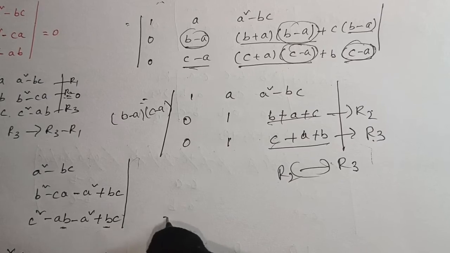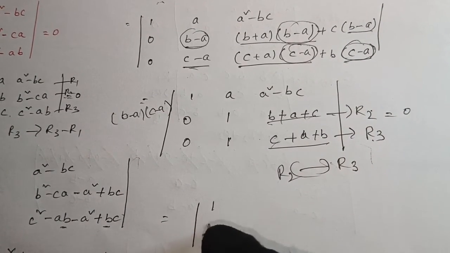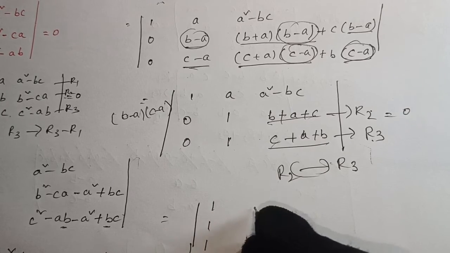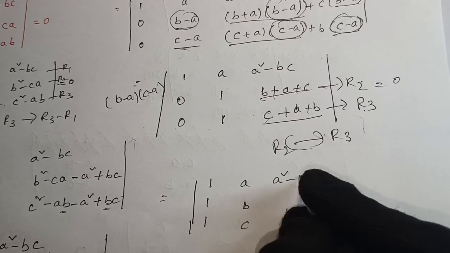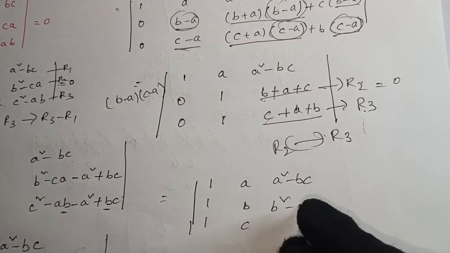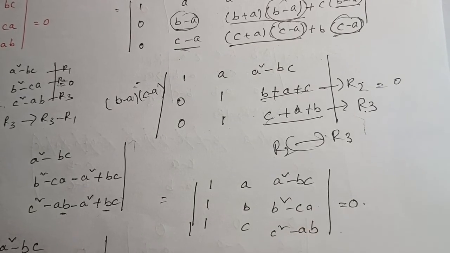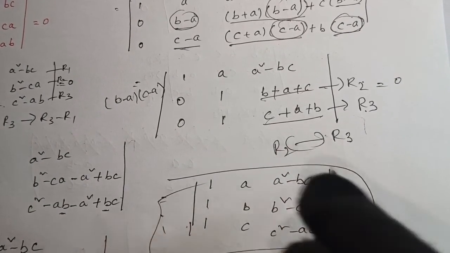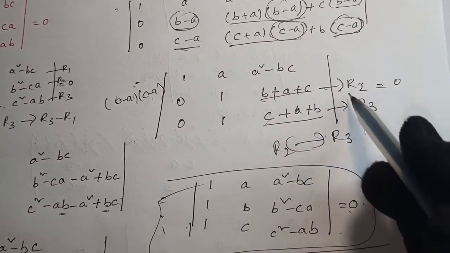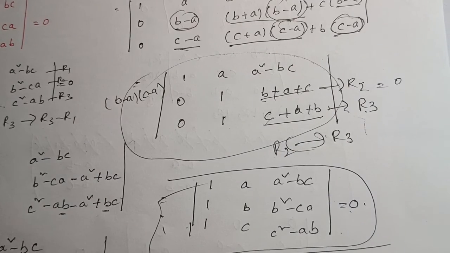Understanding friends? That equals 1, 1, 1, a, b, c, a squared minus bc, b squared minus ca, c squared minus ab. That equals 0. Okay friends, understanding? This is the final answer. Equal to 0. That is R2, R3 is the same. The whole determinant value is 0.